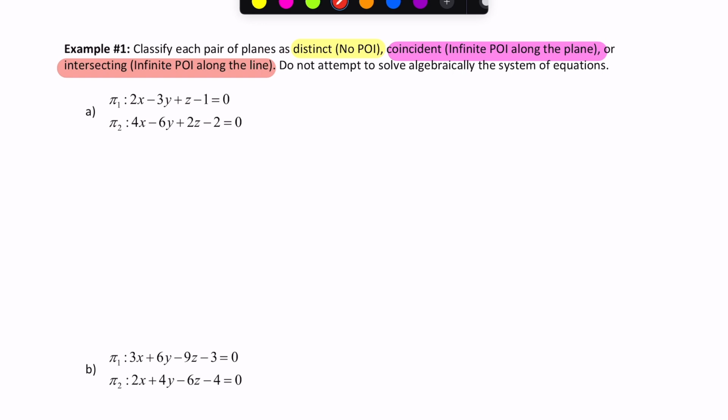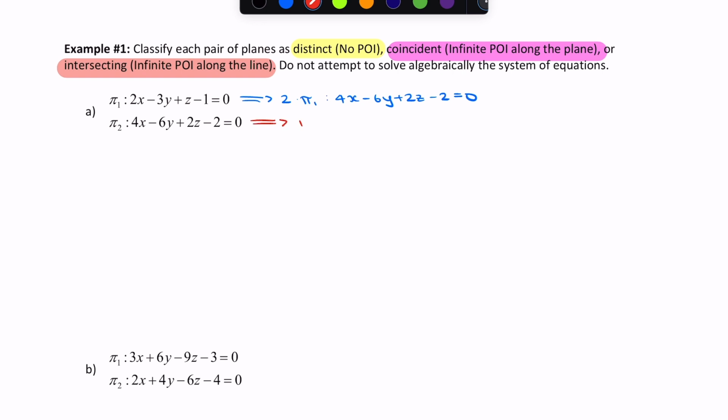So here we have plane number one represented as the equation 2x minus 3y plus z minus 1 is equal to 0. And plane number two is 4x minus 6y plus 2z minus 2 is equal to 0. So here what we'll do is we'll take the equation of our first plane and multiply that by 2. And what that's going to give us is 4x minus 6y plus 2z minus 2 is equal to 0.